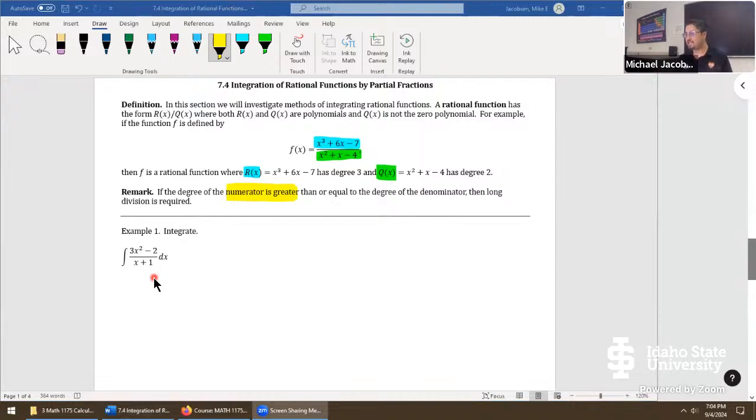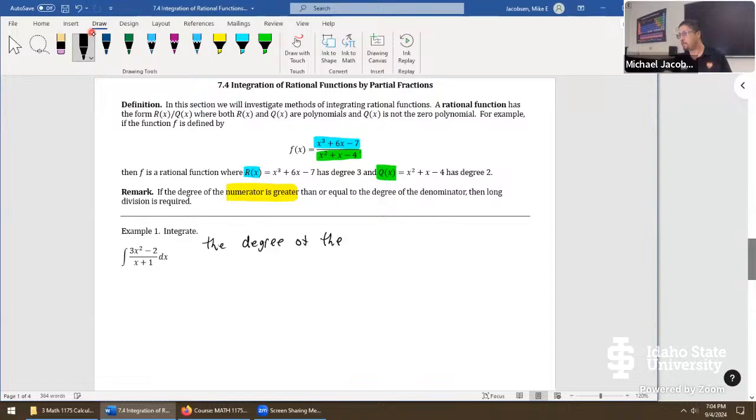Okay, as it stands, it doesn't look like an easy function to integrate at all. With the preliminary analysis, what I would say is the degree of the numerator is higher. And so that means we're going to convert into long division.